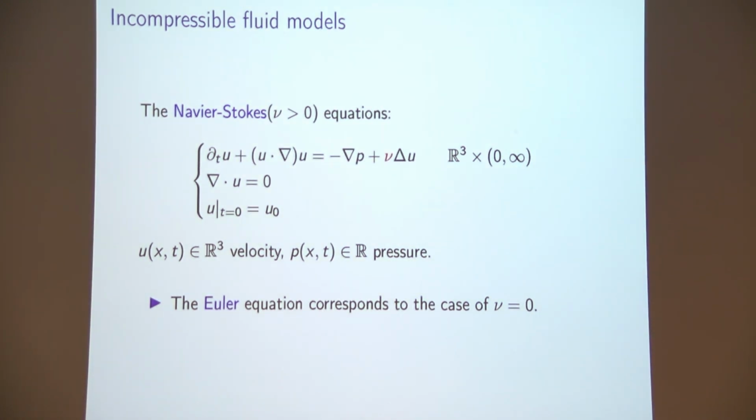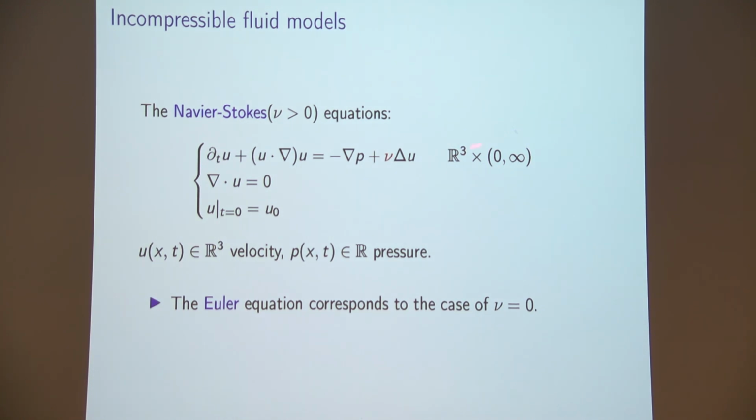In the equation, there are two unknown functions, u and p, where u represents the flow velocity and p is the pressure. The first equation is simply derived from Newton's second law, F equals ma, where the force is generated by pressure and internal friction. Here, nu measures the internal friction, and for Navier-Stokes, we assume it is positive. The second equation expresses the incompressibility, which is the volume-preserving property of the fluid along the trajectory.